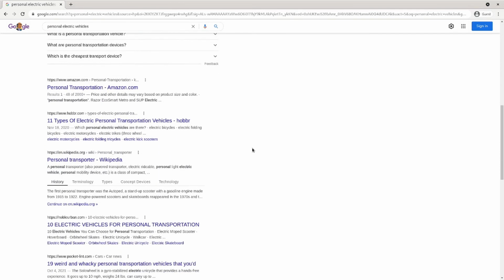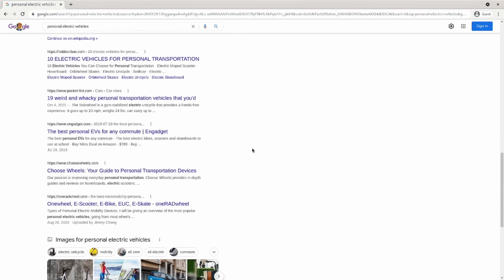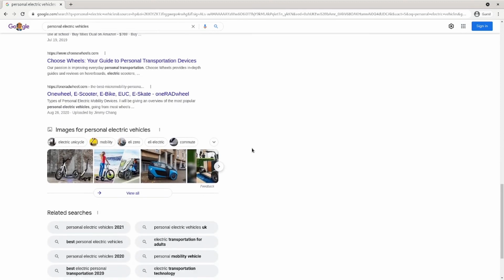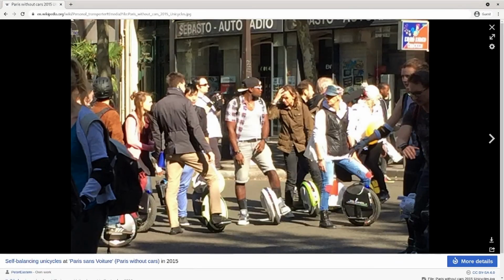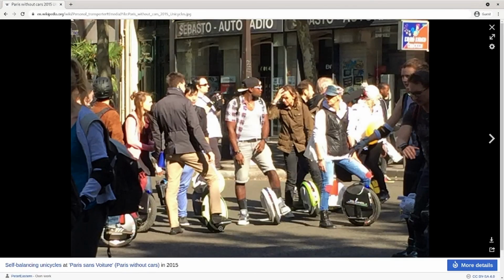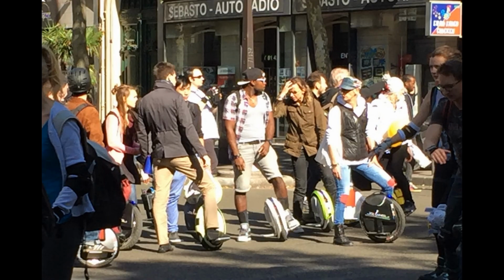But if you want a fun way to get around that may reduce your burden and carbon footprint and all that other good stuff on a personal level, maybe you'll look into one of these personal electric vehicles. There's plenty to choose from, and as I mentioned, it's only been about 100 years that these things have been around. Obviously not these nice electric unicycles that these people have.